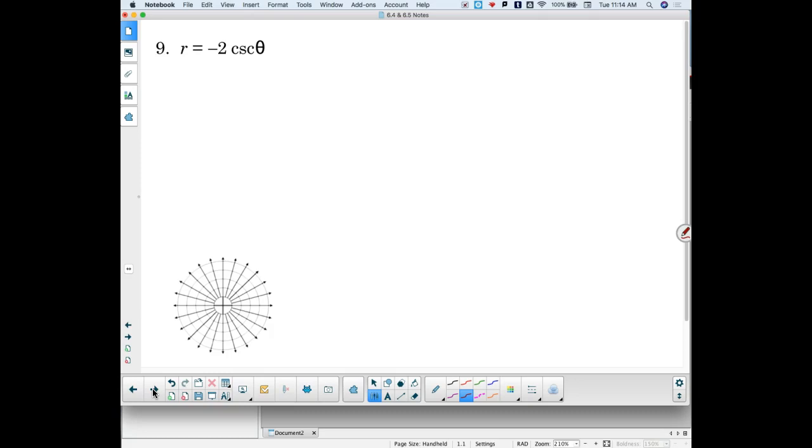The first two didn't include the trig function, and notice we've got an r and a trig function in this one. Do I have either sine or cosine in this one? No, I got cosecant, right? Could I make sine or cosine out of it? Well, what's cosecant? 1 over sine. So negative 2 cosecant is negative 2 over sine. Yes? Okay.